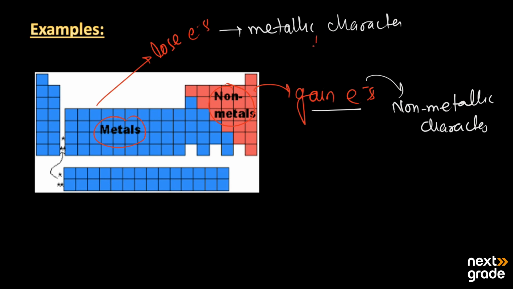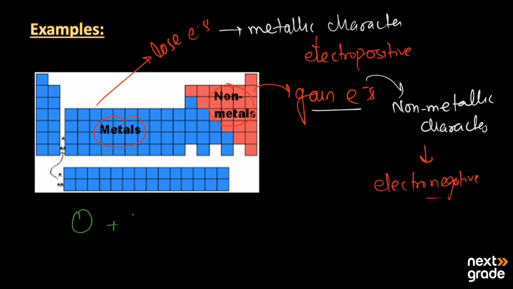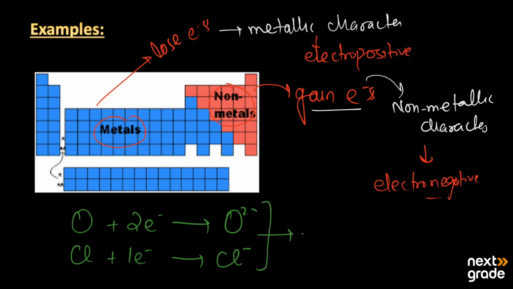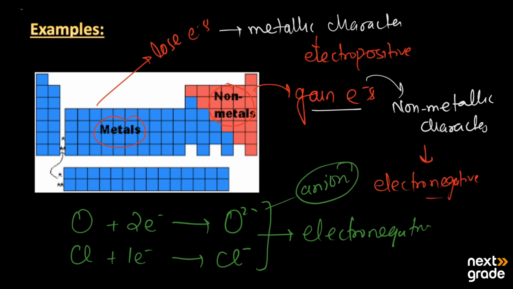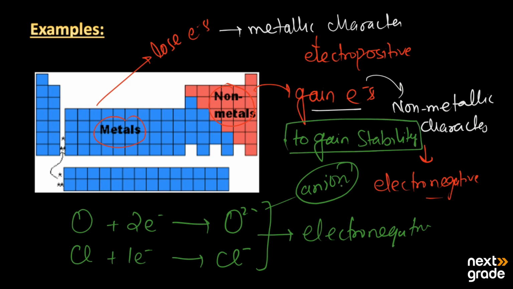Likewise, the metallic character is also known as the electropositive character, and the non-metallic character is also known as the electronegative character. If we talk about oxygen, it gains two electrons and changes into the anion O 2 minus, and chlorine can gain one electron and changes into chloride, Cl minus. So these two are called electronegative in nature because they can gain electrons and make anions, and these anions are formed for one thing, which is to gain stability. To gain stability, the non-metals gain electrons and change into anions.